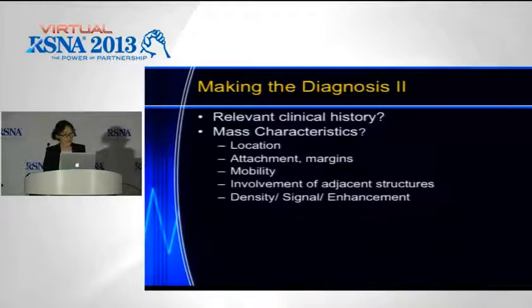We want to take a look at the attachment of the mass, whether it's broad or narrow, and the margins of the mass, whether it's well circumscribed or infiltrative. The mobility we want to assess, and also the involvement of adjacent cardiac structures and impact on heart function. And then we want to take a look at tissue characteristics, so CT density, MR signal, and enhancement characteristics.